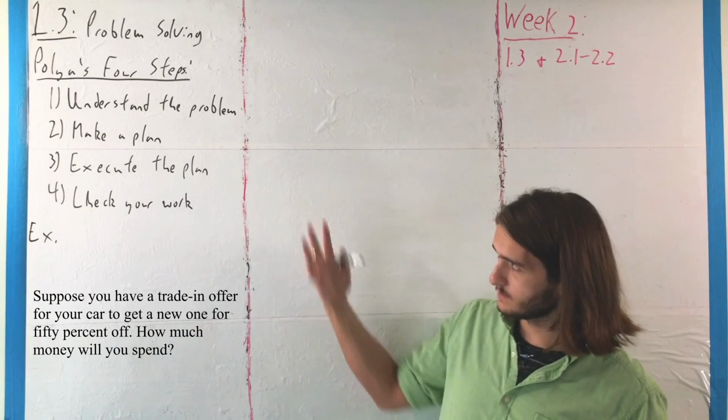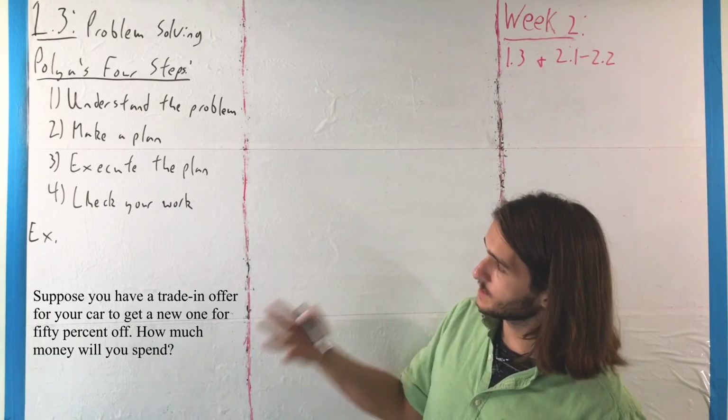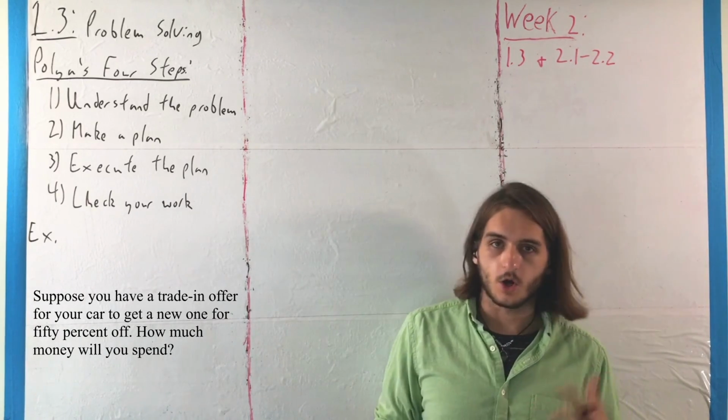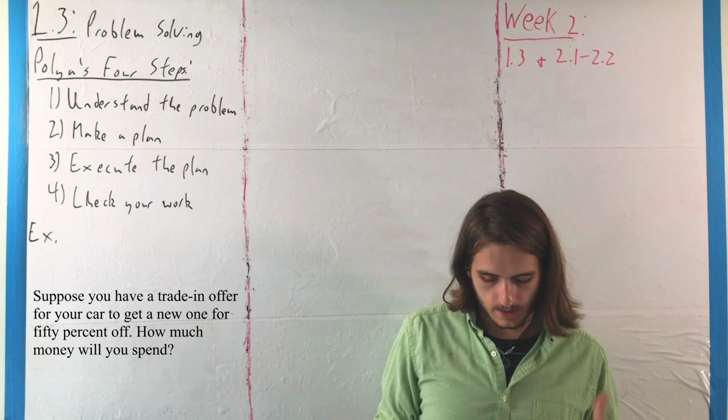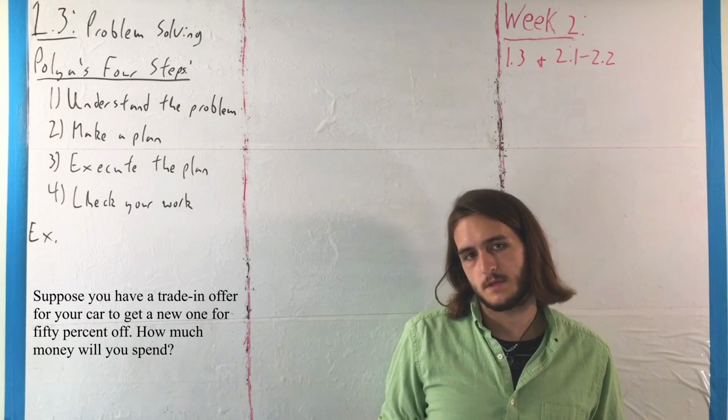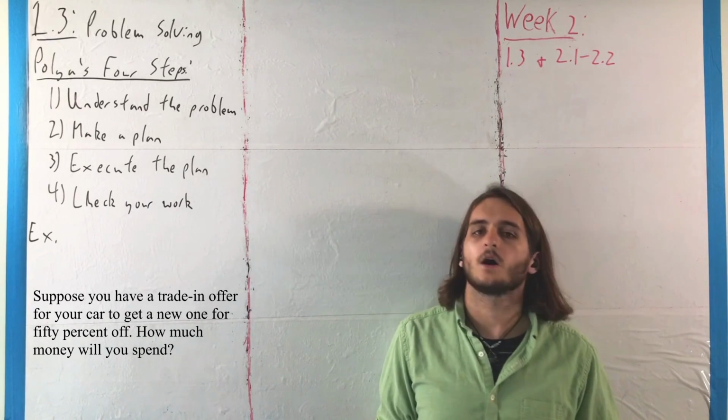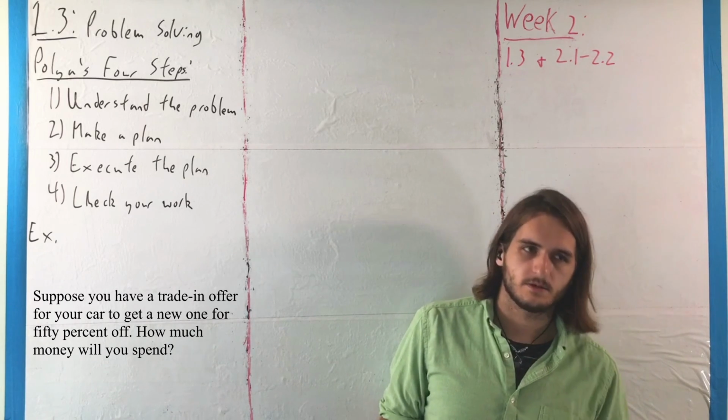So for this problem, we're going to try using the 4 steps here, where we'll start with step 1 that says we have to understand the problem. And here, understanding the problem means recognizing that we're going to trade in a car to get a new one at a discount. It's a very basic deal.